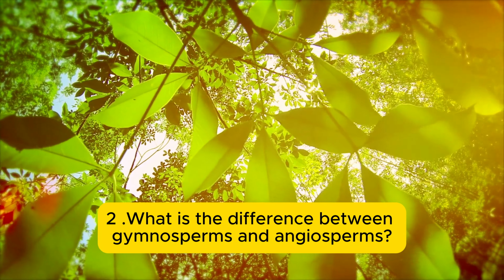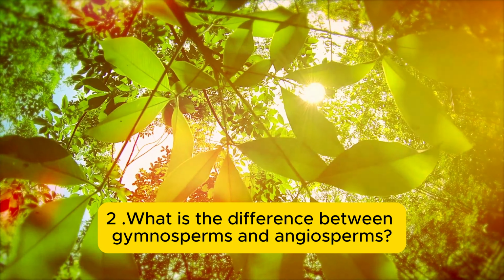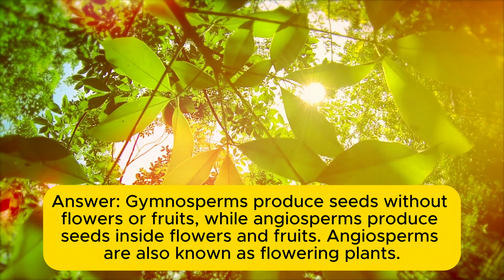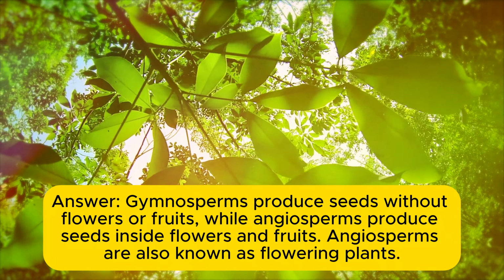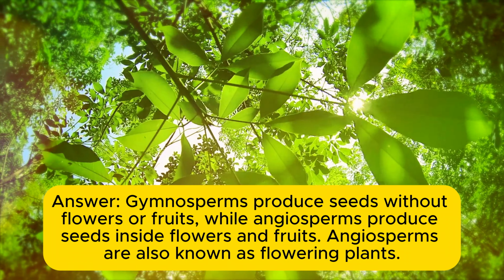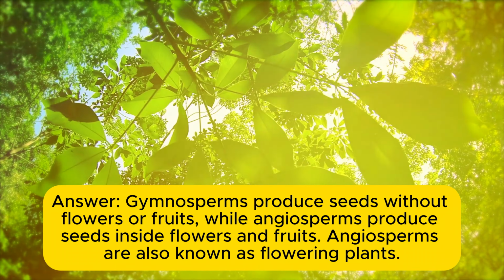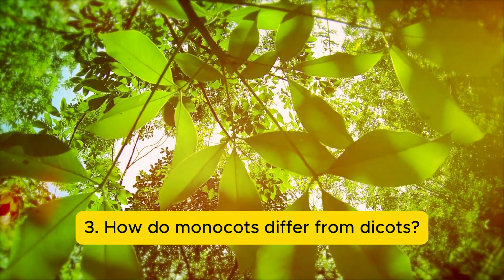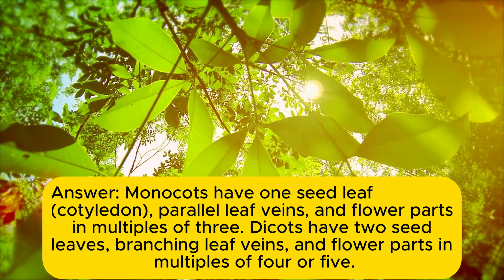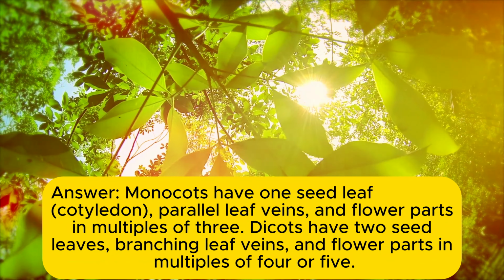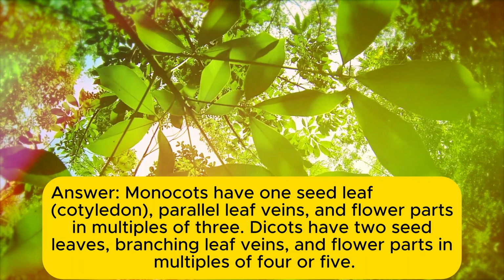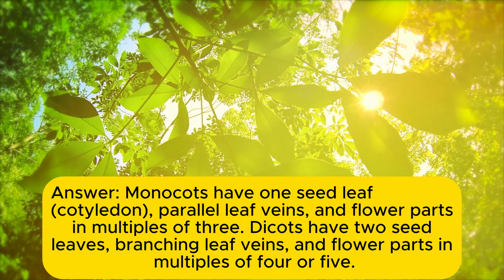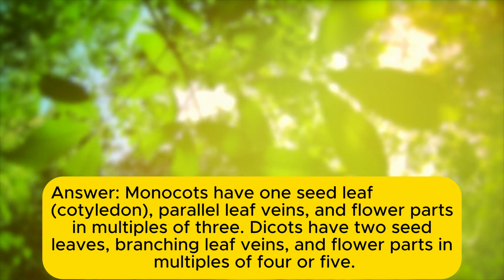2. What is the difference between gymnosperms and angiosperms? Answer: gymnosperms produce seeds without flowers or fruits, while angiosperms produce seeds inside flowers and fruits. Angiosperms are also known as flowering plants. 3. How do monocots differ from dicots? Answer: monocots have one seed leaf, or cotyledon, parallel leaf veins, and flower parts in multiples of 3. Dicots have two seed leaves, branching leaf veins, and flower parts in multiples of 4 or 5.